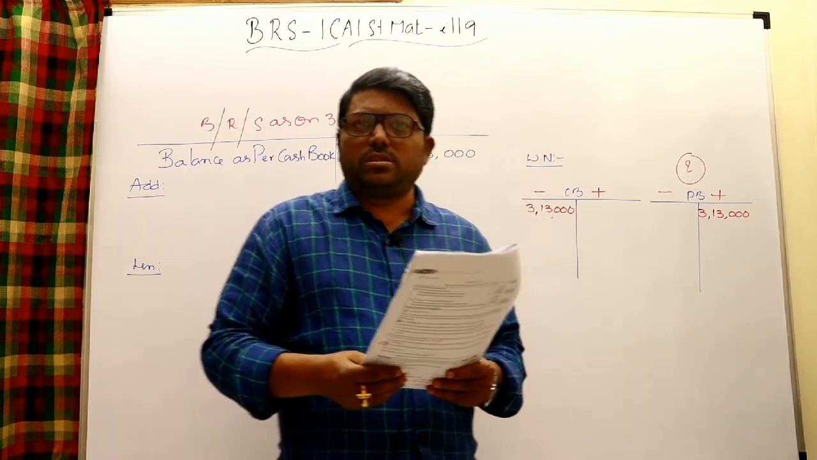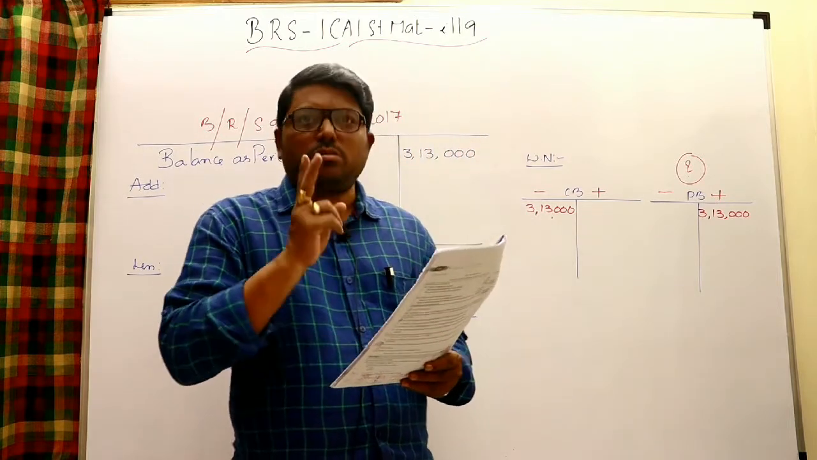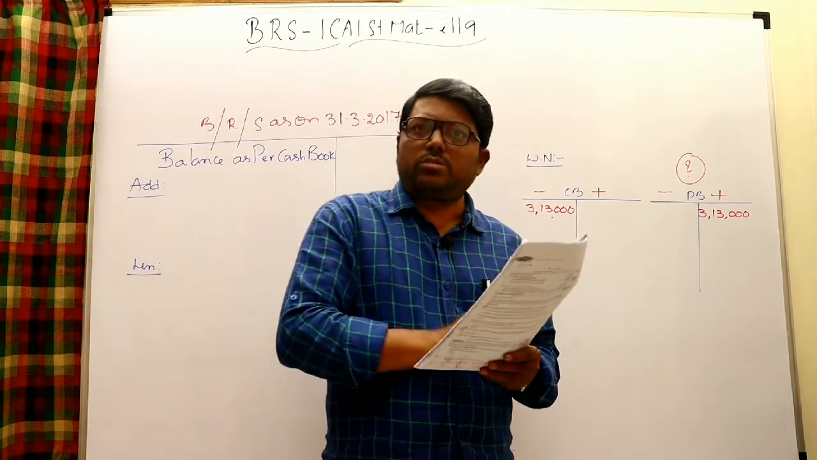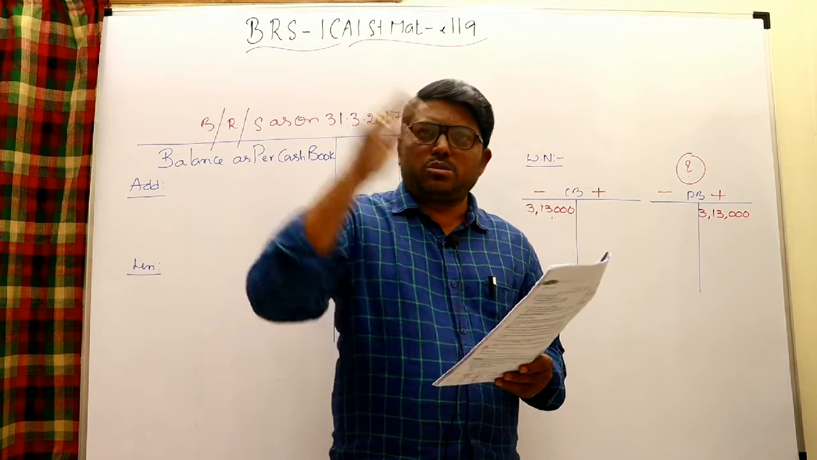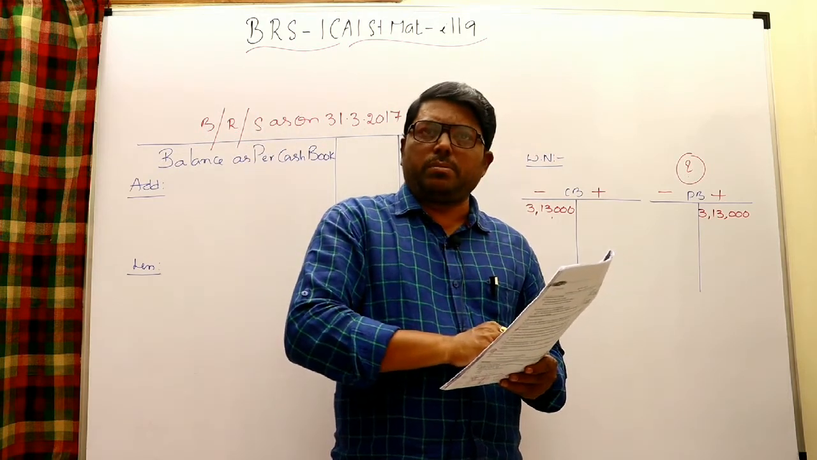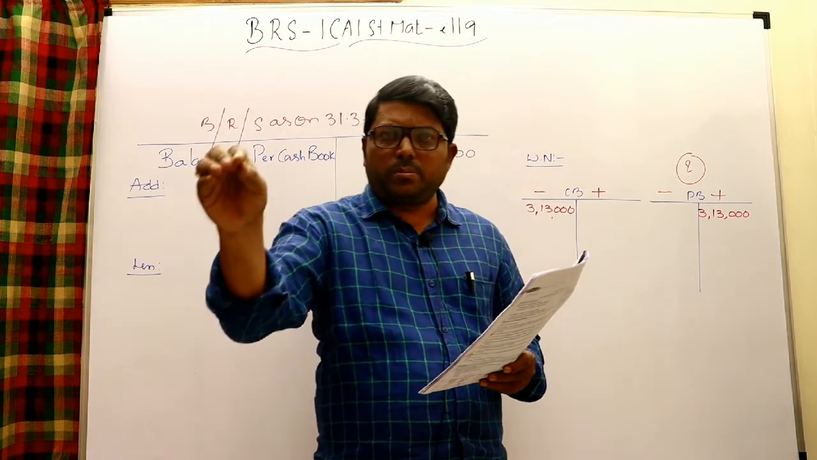Compare your cash book debit side and also passbook credit side. If you find anything in cash book debit in the month of March and also passbook in the month of April, that is what I can say deposited but not collected. Similarly, you can check cash book credit side and also passbook debit side.